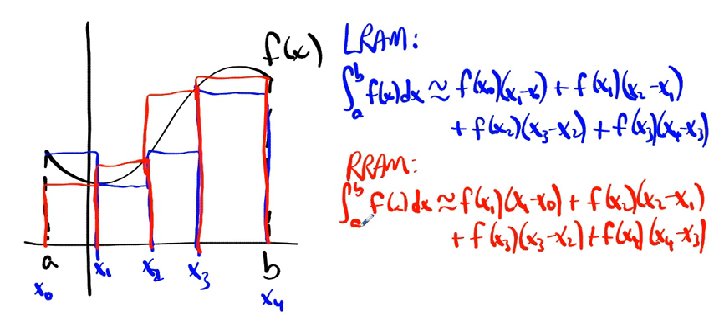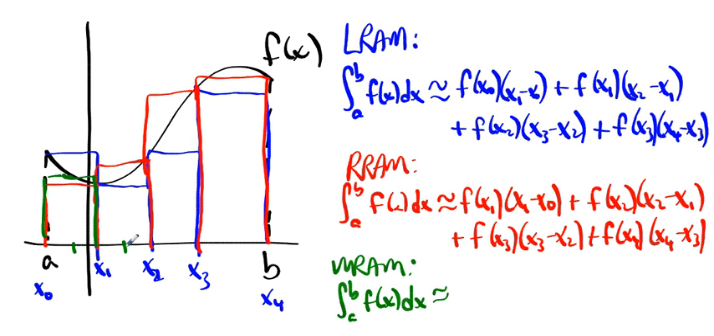And some teachers probably talked about a midpoint rectangle approximation method where we would do a midpoint of each interval and say that the area from A to B is approximately, well, take that midpoint and let the midpoint determine the height of the rectangle.